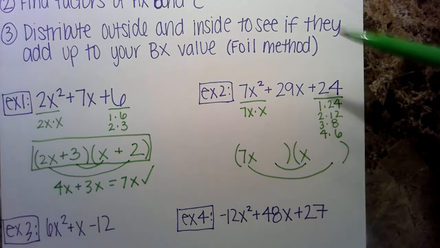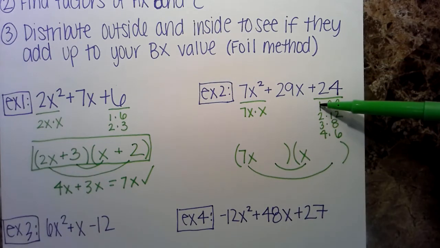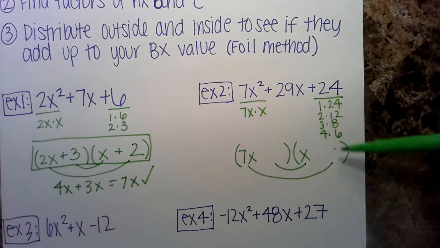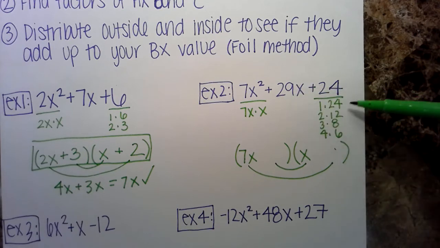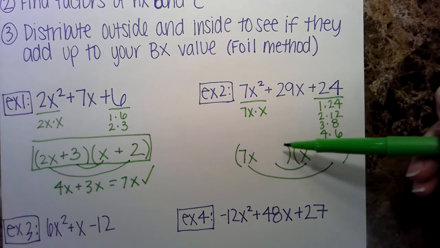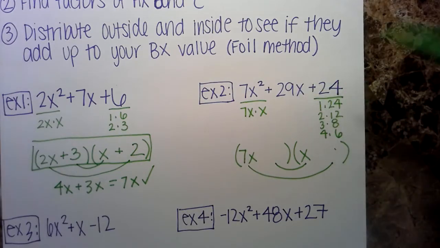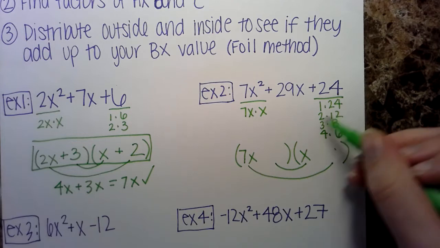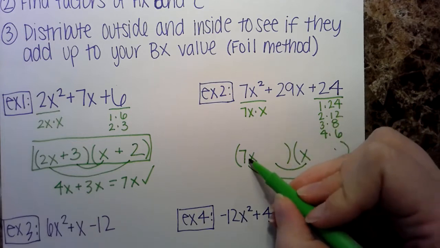29, okay? I'm going to tell you right now that 1 and 24 might be too big, because if you do 7 times 24, that's going to be too big, so that's not going to work. If I put 24 here, you'd have 7 times 1 and 24. That's not going to get us 29. 7 times 12, that's going to be too high, so that's not going to work.